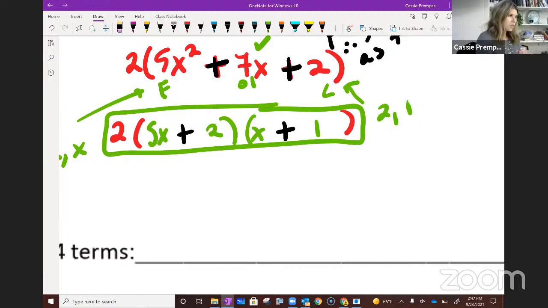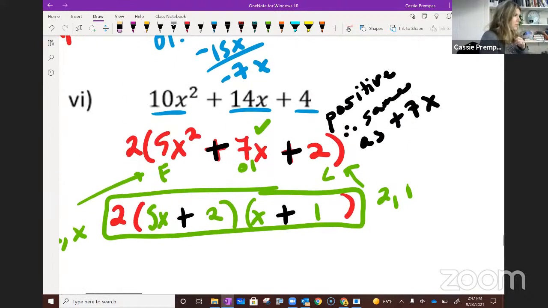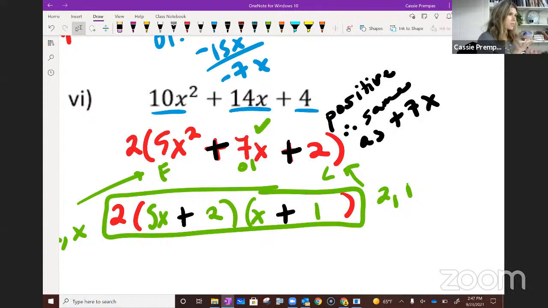Okay, here's the thing. 2 homeworks. You have a bookwork, which practices using this skill. You have a worksheet, which practices using this skill. You can decide which one to do first. It's the exact same thing.